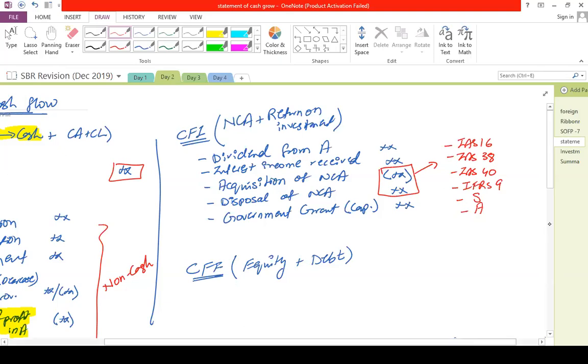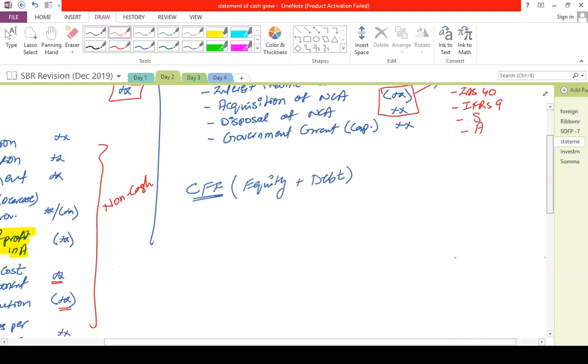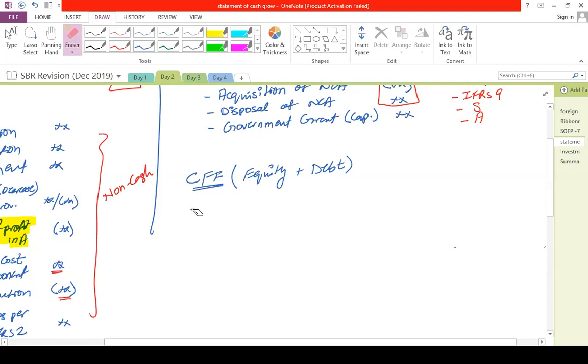Now, finally, in the financing activities, we mainly have the issuance of the share capital. We have the issuance and the redemption of loan notes or the debentures or the bonds. The issuance will be positive, redemption will be negative.